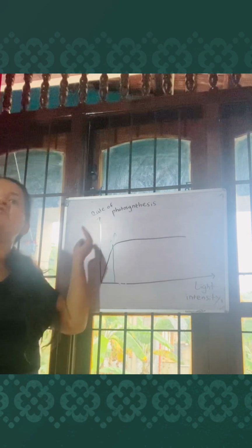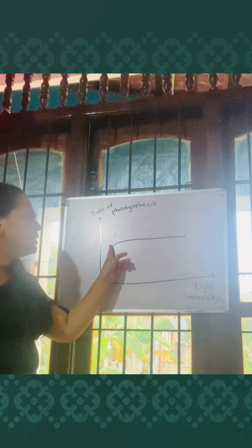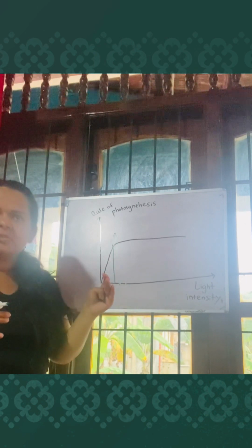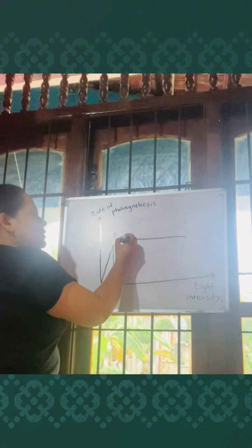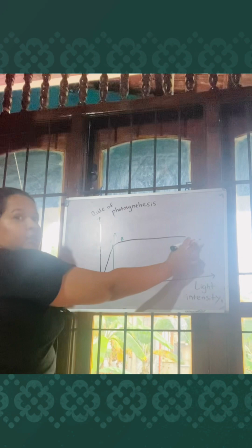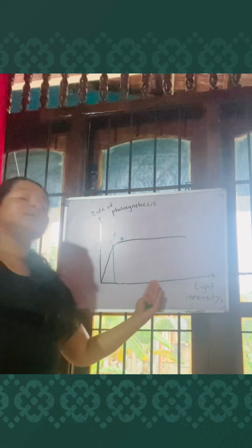As light intensity increases, the photosynthesis rate increases. But after that, in these regions, it has flattened. From this region, which we'll take as B, it is constant. Light intensity is increasing, but the rate of photosynthesis is not changing. What does that mean?